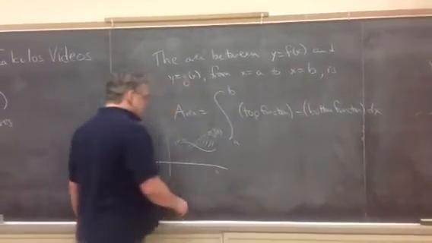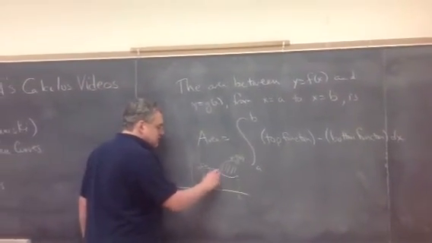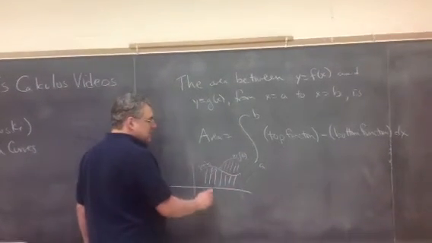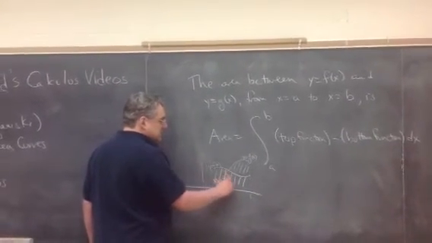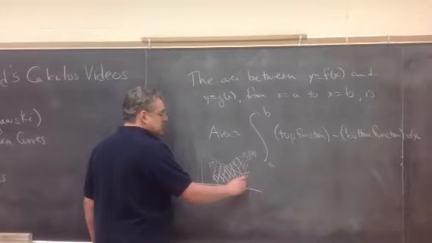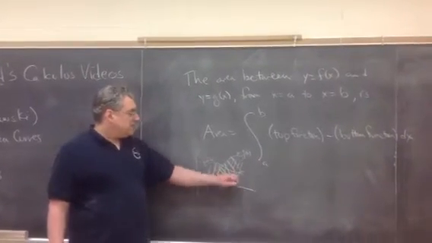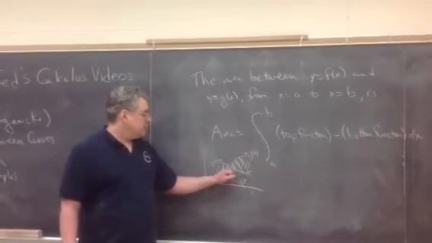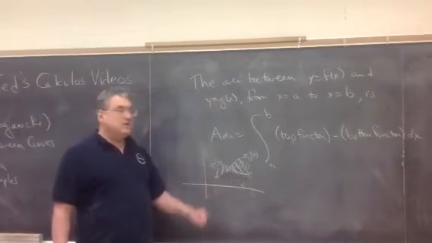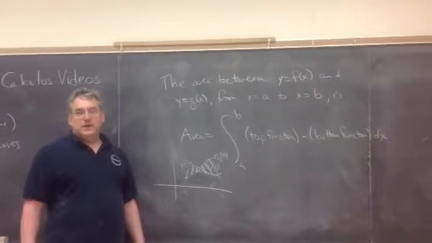The area under f is going to be all of this. The area under g is all of this. And you see, there's overlap in these two. So if I take one of them minus the other, all of this goes away. So I'm going to integrate one of them, subtract the other.